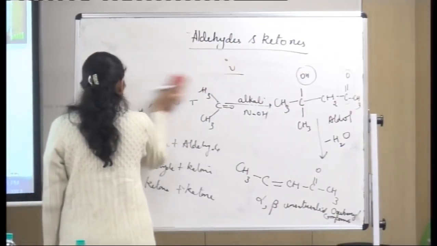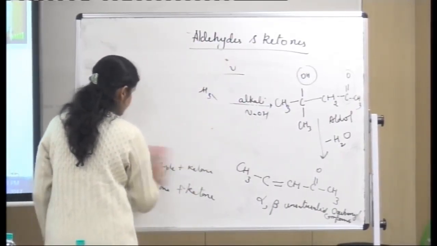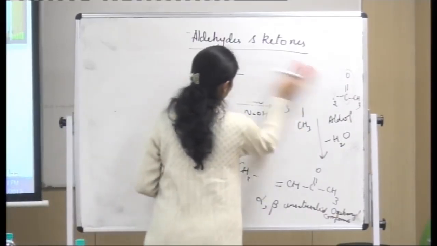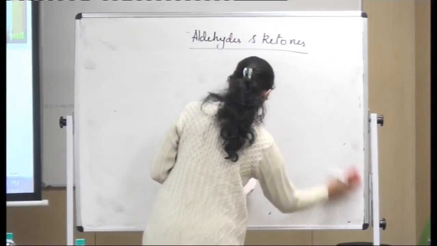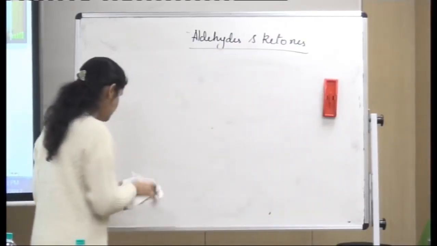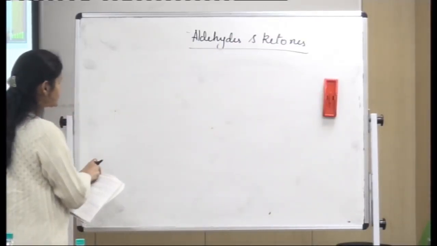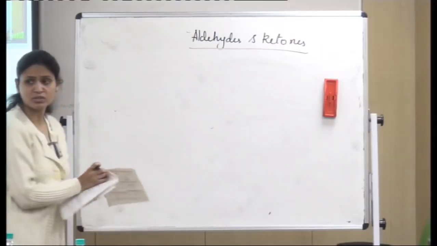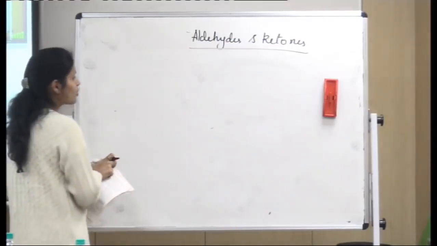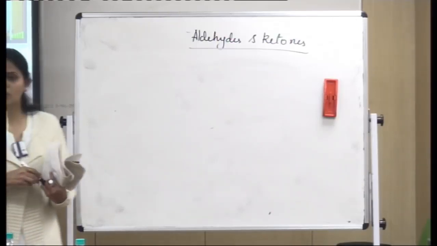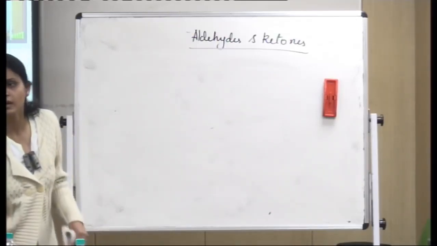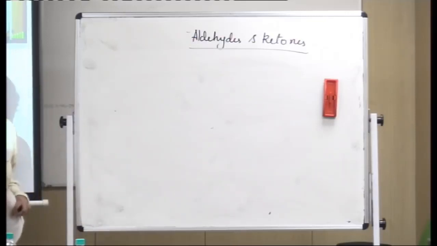So what is the mechanism of aldol condensation? Any idea what should be the mechanism for aldol condensation? Why are we using a weak base? There should be some role of alkali or use of NaOH here. Why have we not used acid? Why only alcohol?